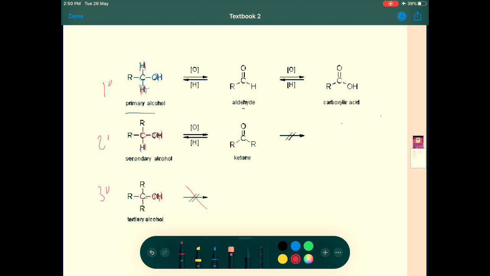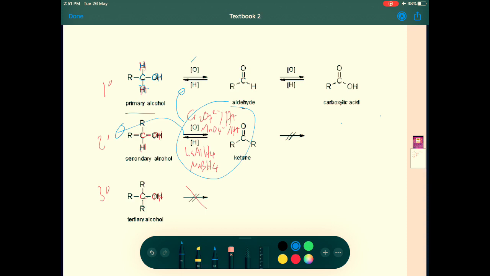For oxidation of the alcohol, we can use acidified dichromate, Cr2O7 2- in H+. We can also use MnO4- H+. To reduce the ketone back to the secondary alcohol, you can use lithium aluminium hydride. If you want to go vicious, you can use sodium borohydride to take it back. These reagents work here for secondary, and these reagents work here for primary.